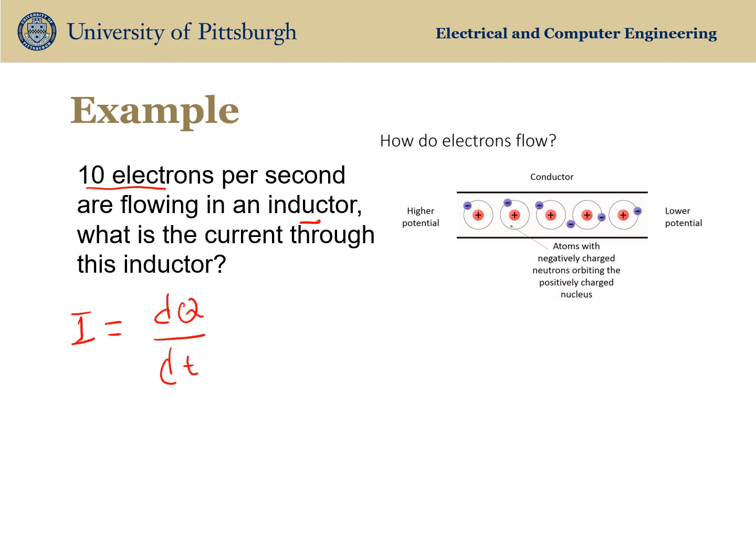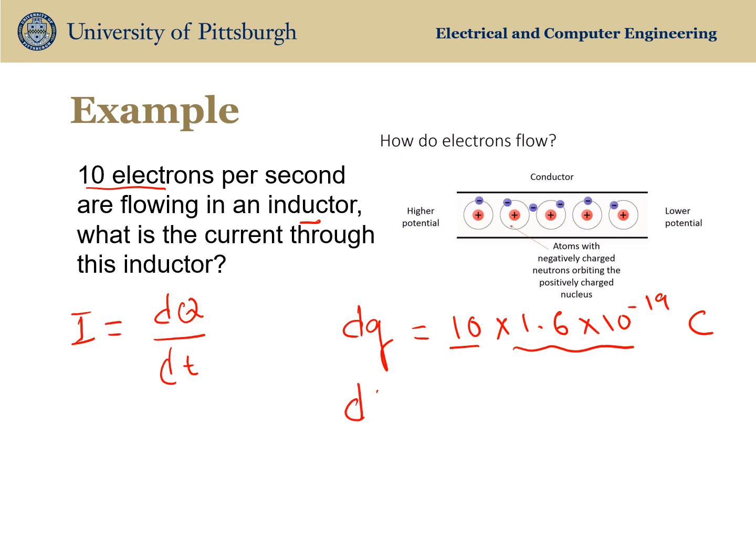So how many charges per second? We have 10 electrons, and the charge of an electron is 1.6 times 10 to the negative 19 Coulomb. So this is the total charge moving: I have 10 electrons multiplied by the charge of an electron. And over what time period? It is 1 second. So substituting into that equation, we have i equal to minus 1.6 times 10 to the minus 19 amp.